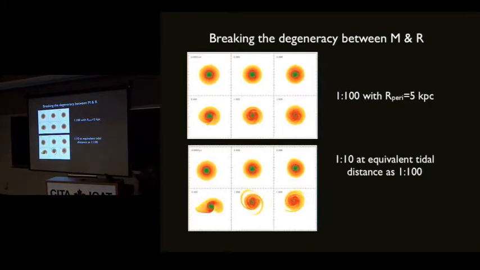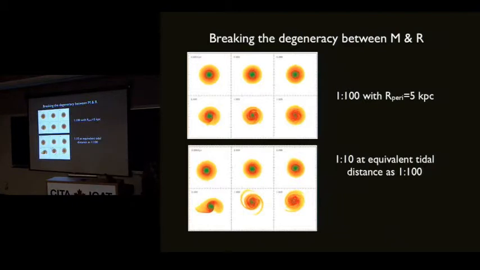Shown here is a Milky Way-like galaxy. These are the gas density images as a function of time, interacting with a 1 to 100 perturber with some pericentric approach distance. On the bottom, it's the same thing, but interacting with the 1 to 10 at the equivalent tidal distance as this 100. So literally set equal, such that at their respective pericentric approach distances, they exert the equivalent tidal force. However, they elicit a very different response, okay?